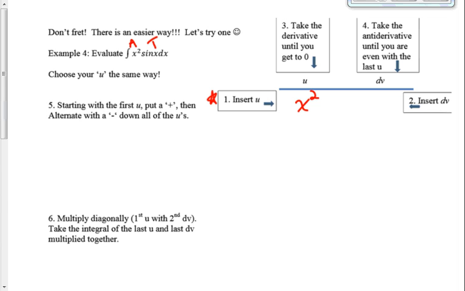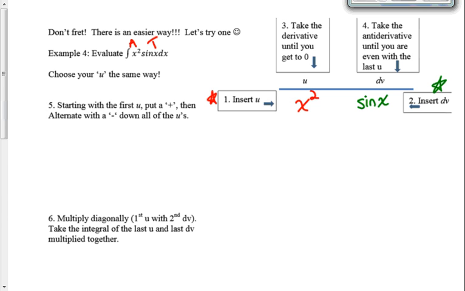Step 2, it says enter the dv. That's over here at the right side. So my dv is what I had left over. I'm going to leave off the dx just because it makes things a little more cumbersome and we don't need anything else to add to our cumbersomeness. So that's just going to be the sine of x without the dx.